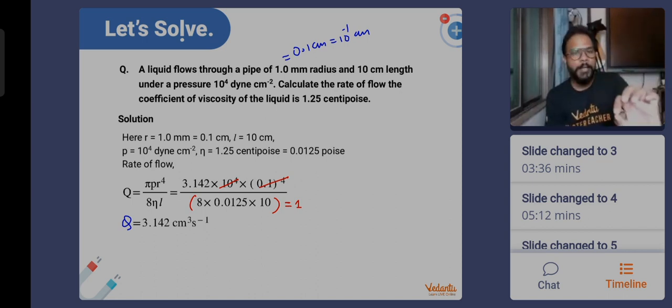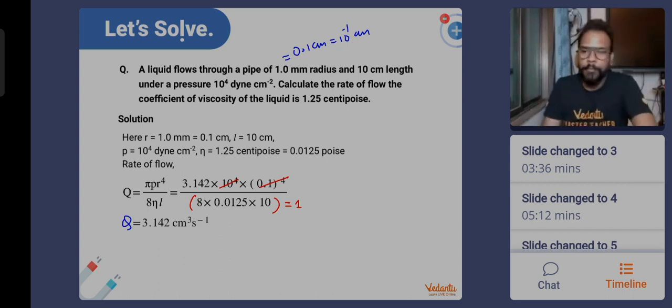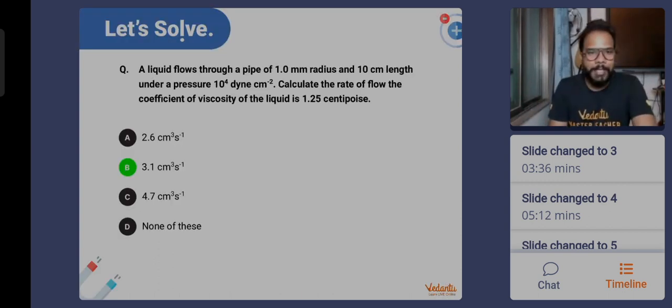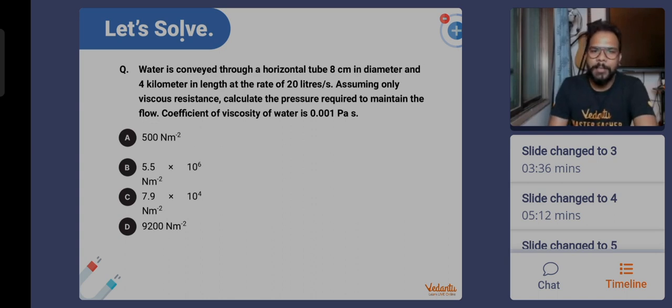Very rarely in physics will we do that. You will find questions that do not require you to convert things into SI units. Very rare, so that is why this one is special. Good, so we've got the answer: 3.14 centimeter cube per second. That's our answer. Let's have a look at one more question on similar lines.